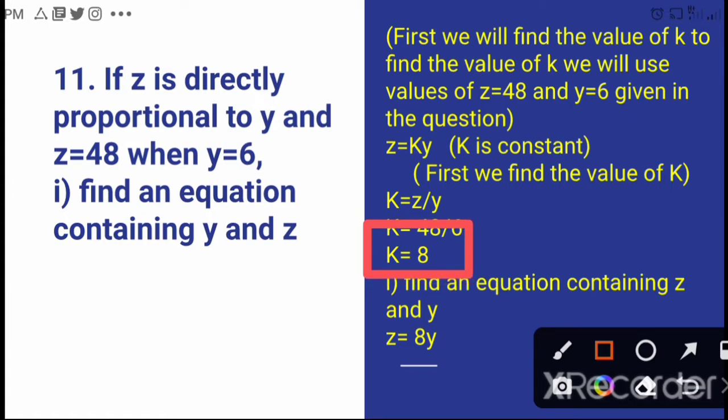Now in the first part, we found the value of k. Now the equation will be z is equal to 8y. This is the equation which will connect y with z, and this is the answer of the first part of this question.